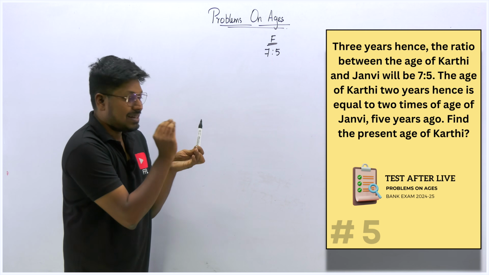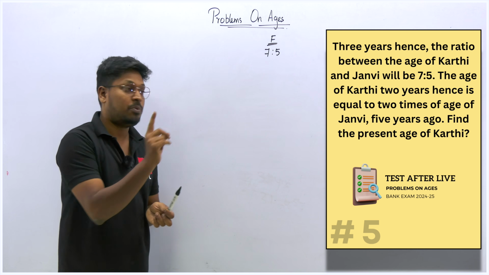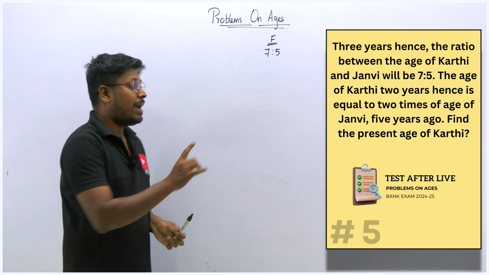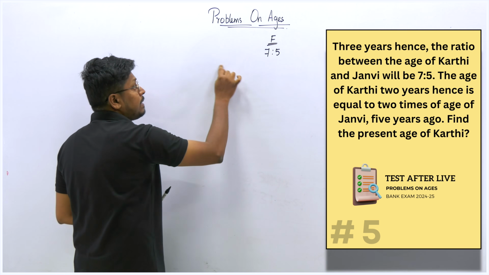So first try to understand the logic behind this question. What is our target? Our target is to find what is the present age of Karthi. So everything, the values they have given are in the future initially, but our target is to find the present age.